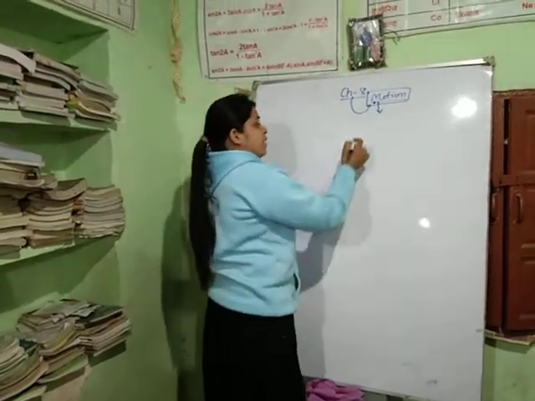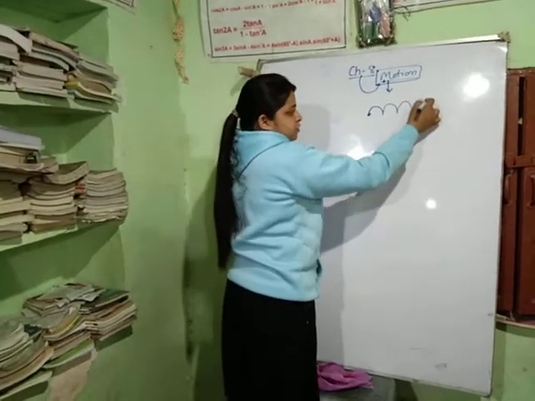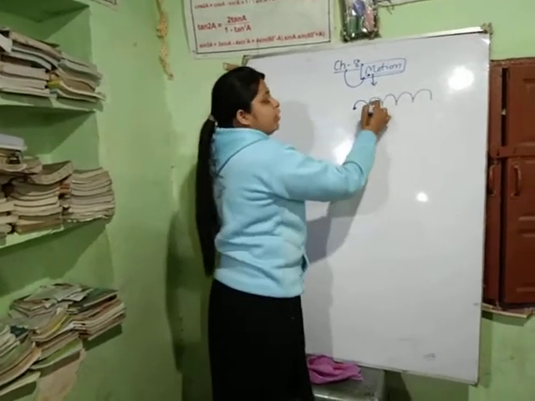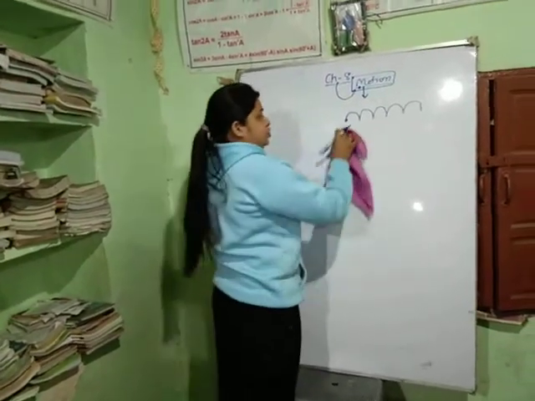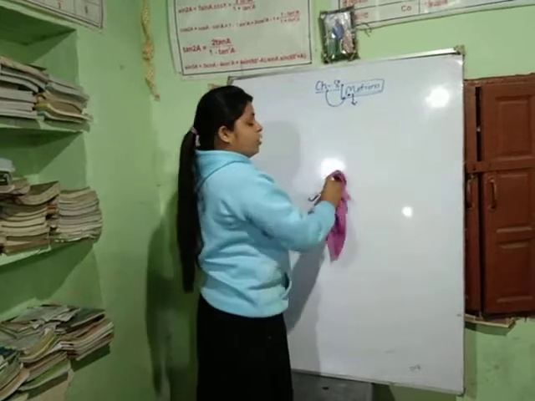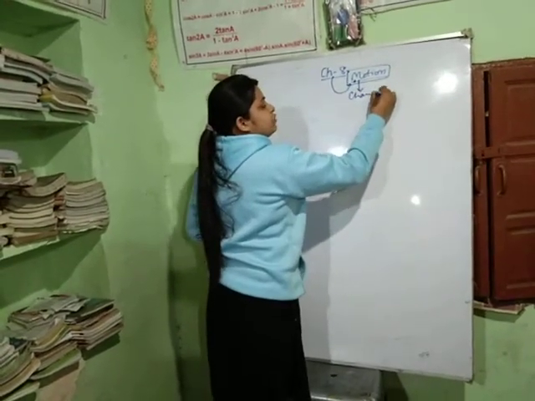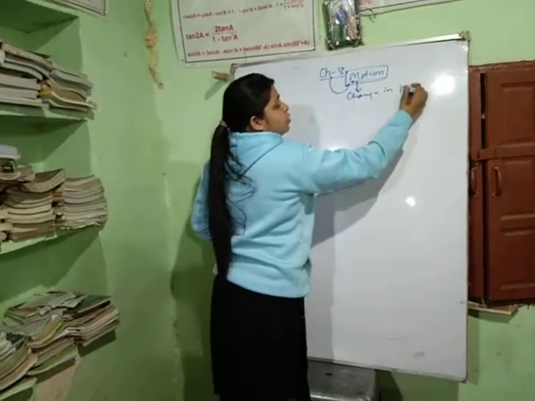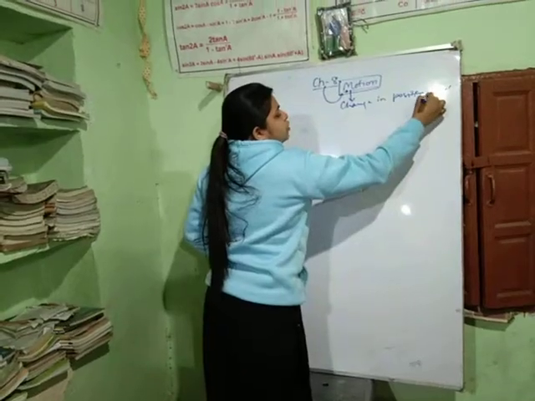That means if a particle continuously changes its position with reference to a point or with respect to time, then we can say that it is in motion. Also we can say that change in position with respect to time is also called motion.